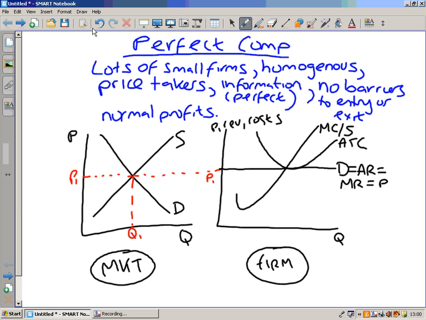This business will therefore sell Q star at P1. Now what's interesting about this point is we can see the business is producing at the productively efficient point. They're producing at lowest average cost. And if you think about it, they have to, because if they don't, when they're at P1, if their costs were higher than P1, they'd be making a loss. So they have to make sure they cover all their costs. So in a perfectly competitive market, businesses have to be productively efficient.